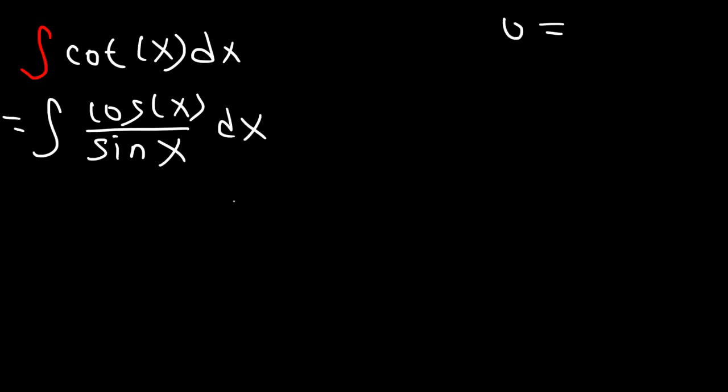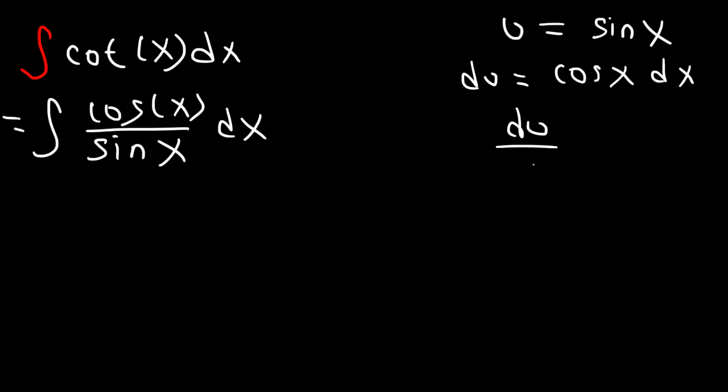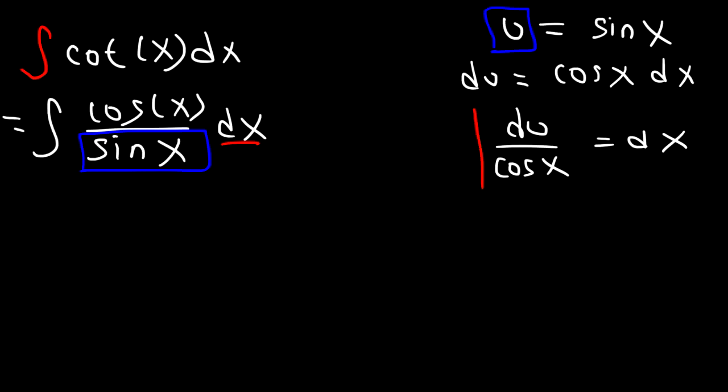So set u equal to the part on the bottom. That is sine in this case. So du, the derivative of sine, is going to be cosine x dx. So solving for dx, it's going to be du divided by cosine. So let's replace sine with the u variable, and then let's replace dx with du over cosine.